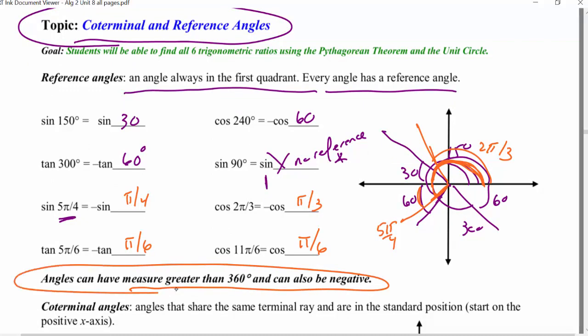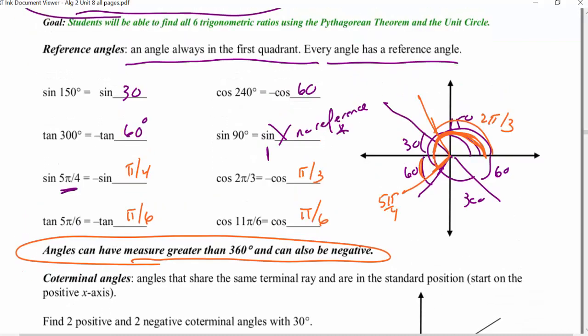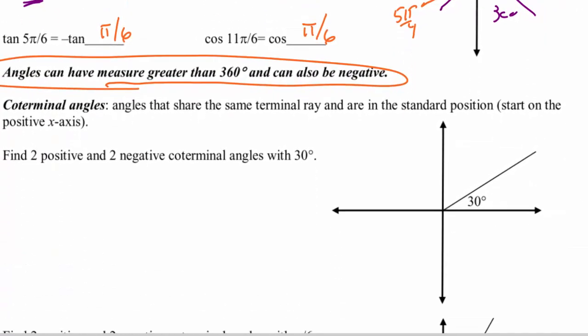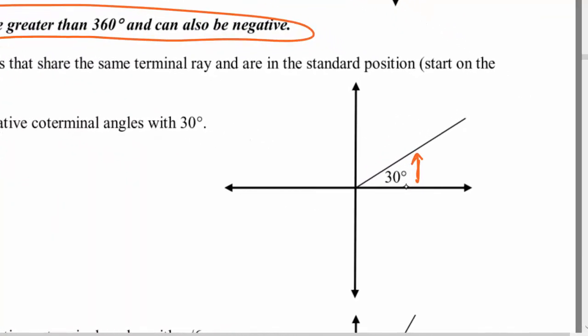Okay, so now comes the fun part. Coterminal. So we have to understand this idea of reference angles. This is an angle. This is 30 degrees. Show me what 390 degrees looks like. Well, 390 means you start here, you go all the way around 360, and then 30 more. So 390 is the same as 30.